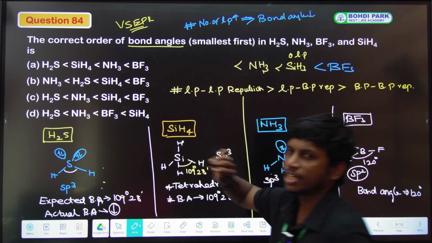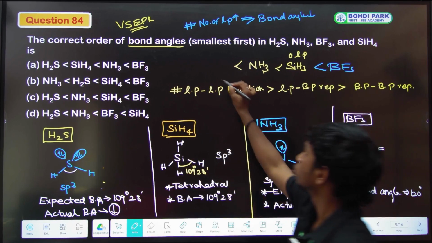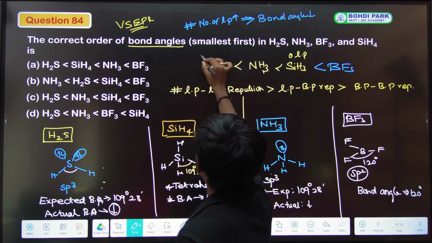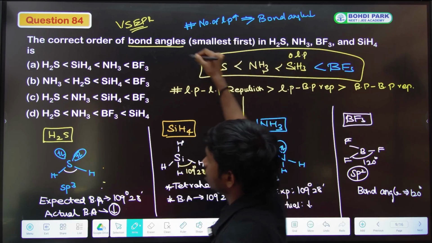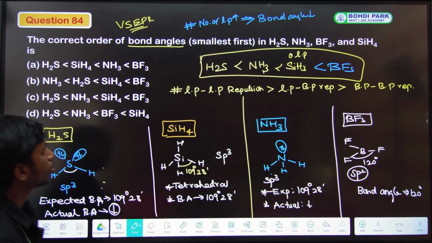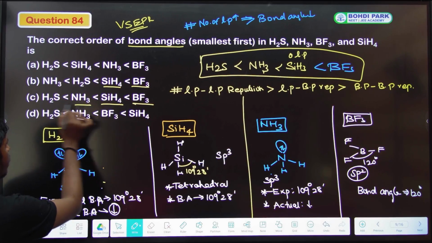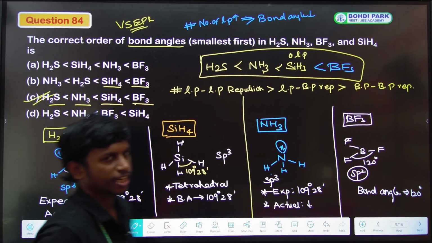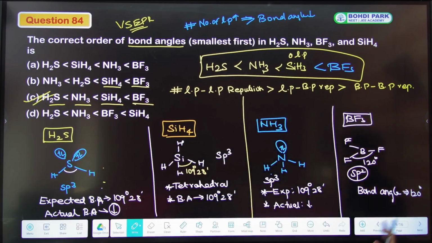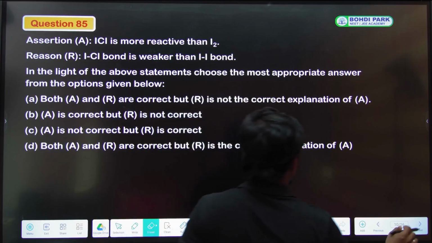Then the least bond angle is in H2S. This will be the correct answer. Okay, which is the correct option then? BF3, SiH4, BF3, SiH4, NH3, H2S. Option C will be the correct answer. Clear? Next question.